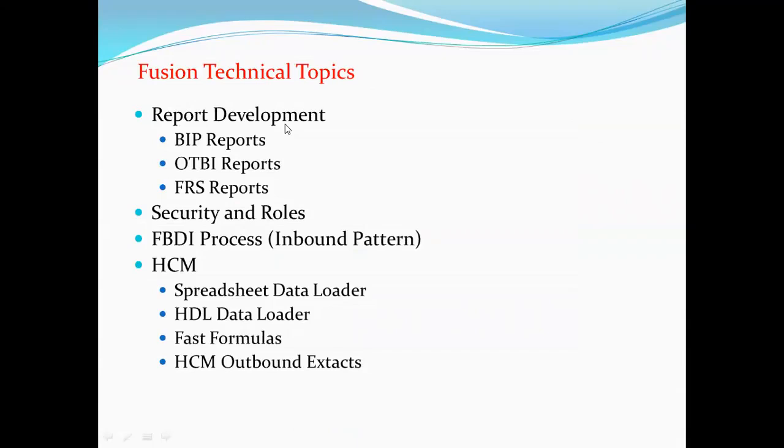As of now, our Fusion can contain 3 types of reporting techniques. One is the BIP reports, the OTBI reports, and the FRS reports. Okay, and this is security and roles: how the security is implemented for our Fusion applications. This is a completely dedicated new feature for our SaaS application. And the FBDI process, this is an inbound pattern: how we can push the data from various legacy systems to our SaaS application.